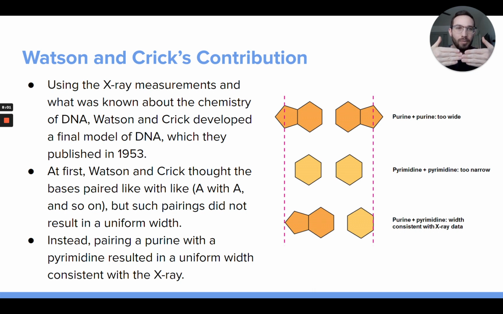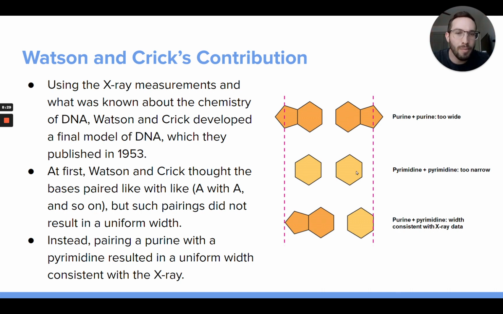And at first they thought it would be like purines with purines, or pyrimidines with pyrimidines, or they thought adenine would pair with adenines and thymines would always pair with thymines. But after figuring out that the width of the two strands is uniform, meaning very consistent, they figured out it couldn't be two purines together, because purines are the larger double ring nitrogenous bases, and if you put two of them together, that's going to cause the width to be pretty wide.